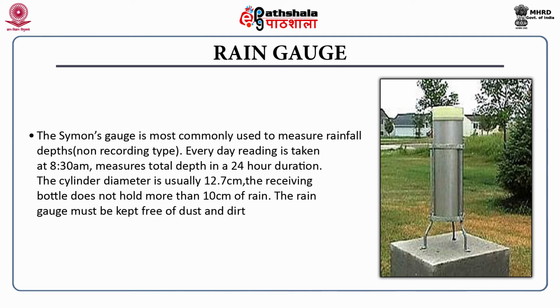Now, as far as the Siemens gauge is concerned, it is a very simple instrument where we have a cylinder. This cylinder is used to collect rainfall for every rainfall episode or storm event, over a period of 24 hours. Somebody comes at 8 o'clock in the morning, and the next day again he will come at 8 o'clock in the morning to find out the total water that has been collected over a 24-hour period.